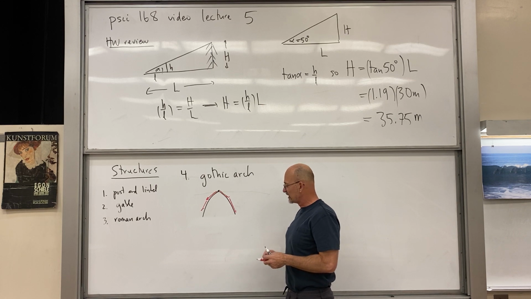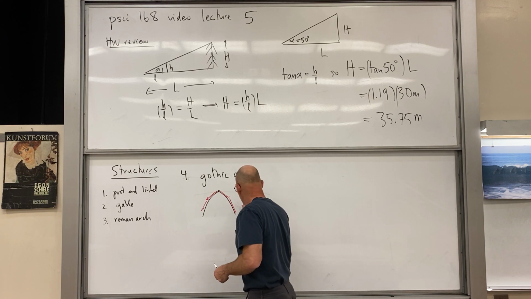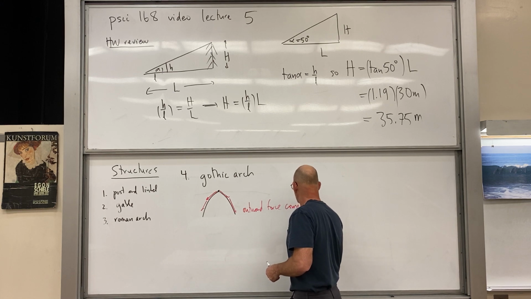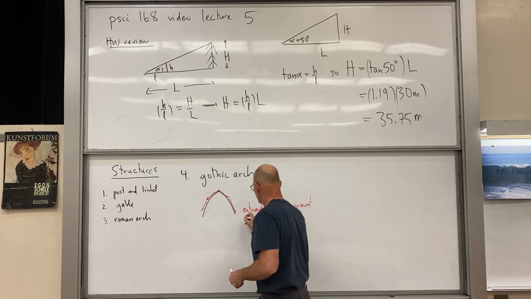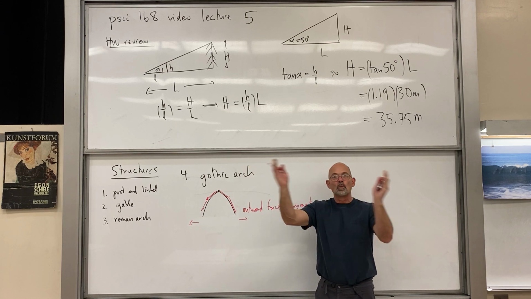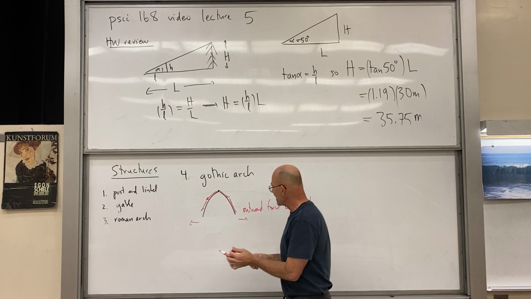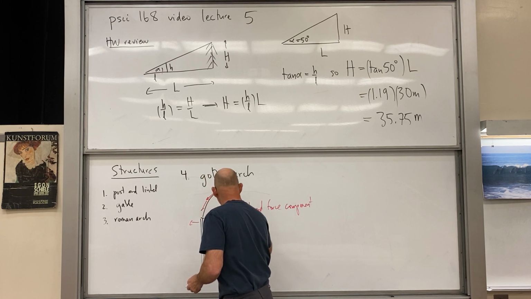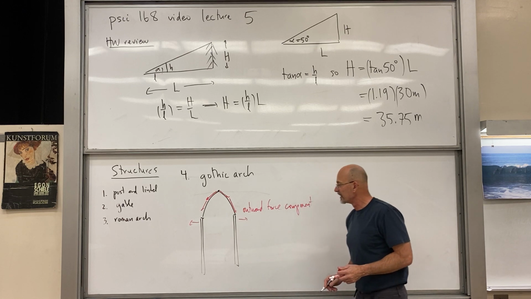And so there's going to be an outward force component, and you've got it on both sides, and it's going to tend to push your walls apart if you happen to have some tall walls of a Gothic cathedral.